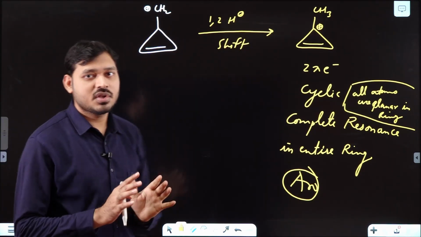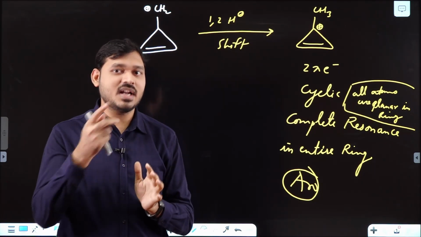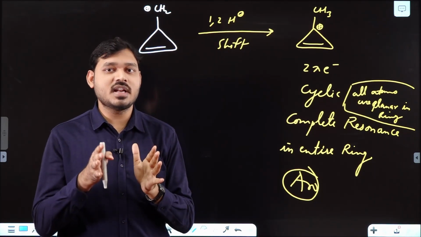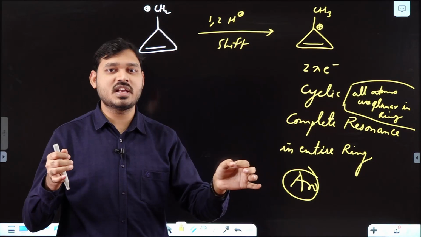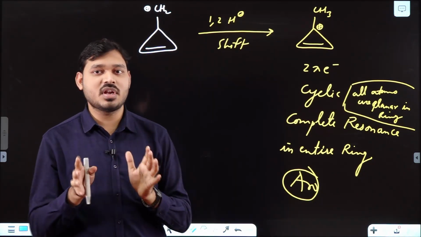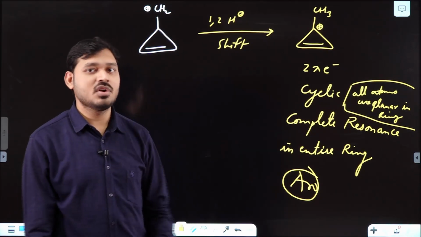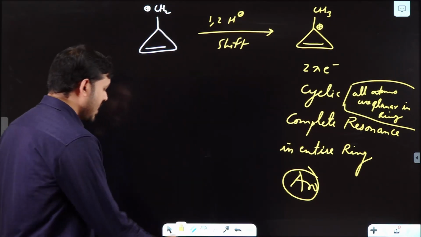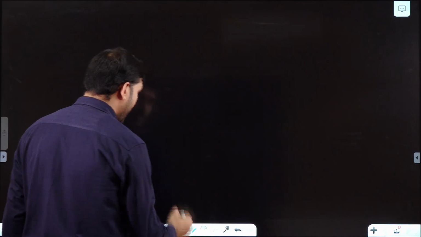So I think you can understand that in several cases it is not necessary that 1 degree to 3 degree rearrangement will always give you more stability. There are chances where you cannot get more stability due to ring strain. So what will happen in case of rings? Let us understand.